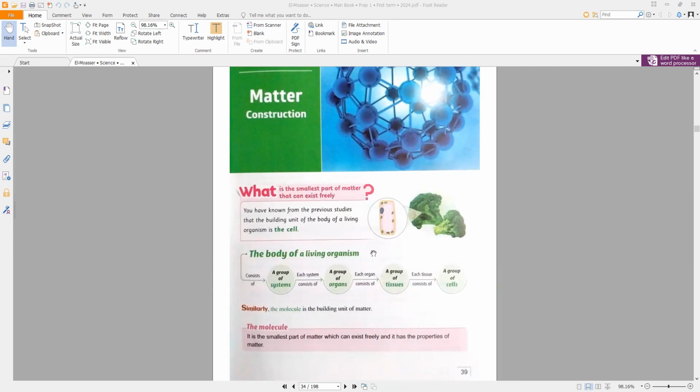So I said the building unit of the body is the cell. The building unit of the matter is the molecule. So what is the meaning of the molecule? The molecule is the building unit of the matter. It is the smallest part of the matter. Building unit means smallest part of this thing. So the molecule is the smallest part of the matter which can exist freely and it has the properties of the matter. What is the meaning of that?